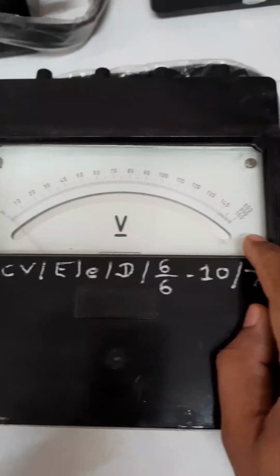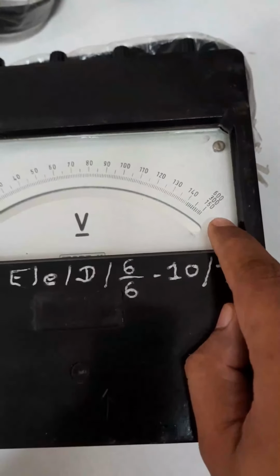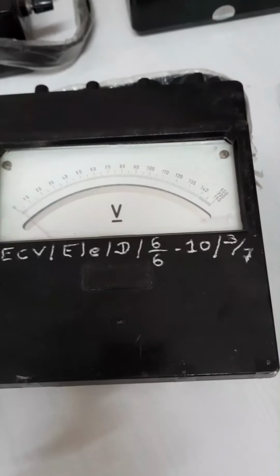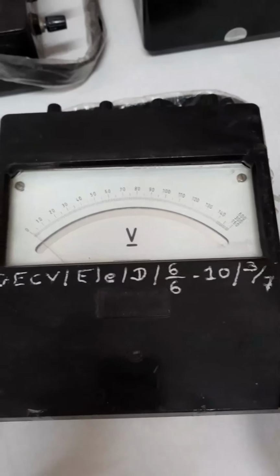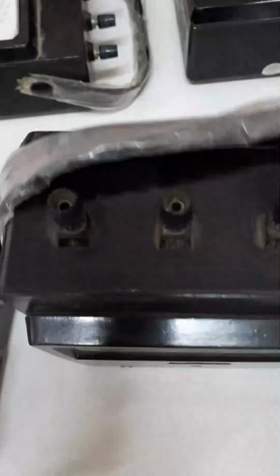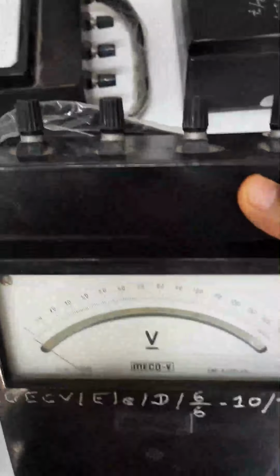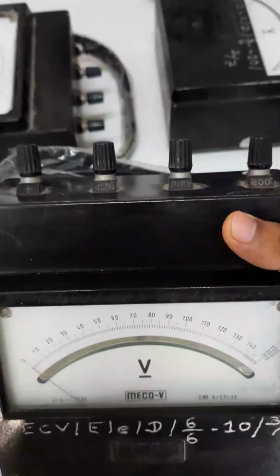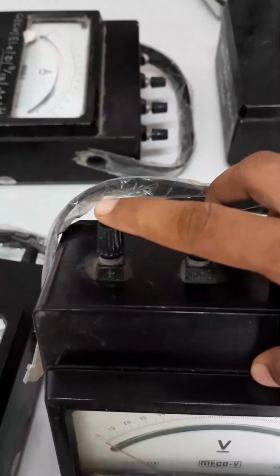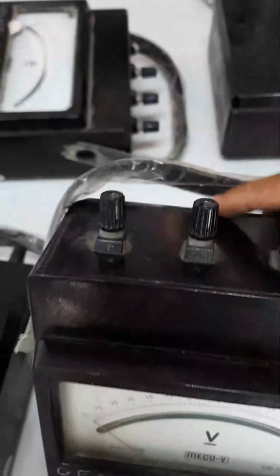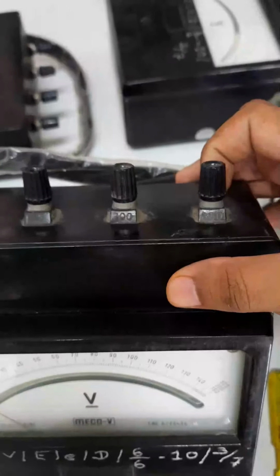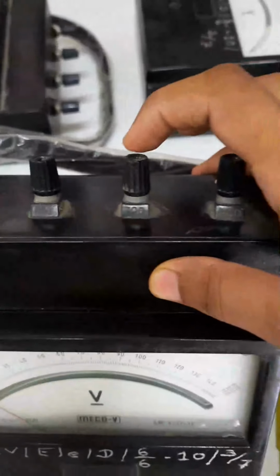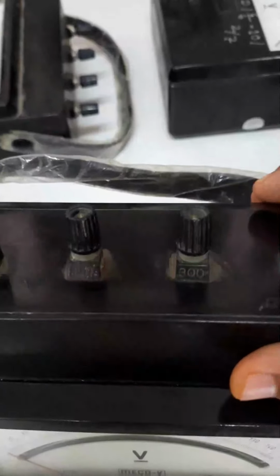And here you can also see that in the scale there are three scales: 150, 300 and 600. So according to our requirement, we have to take that scale. For that, on the voltmeter there are four terminals or four knobs on the upper side. First, that is your common knob. You have to connect the positive terminal here, and as per our scale requirement, we have to connect in these three knobs: first for 150, then 300, and then 600.